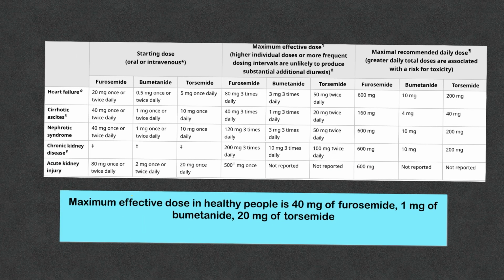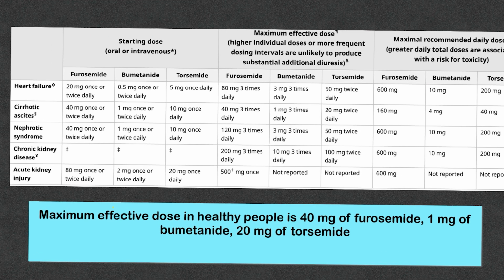And that brings me to this table I borrowed from UpToDate. As you can see here, we have the starting dose, maximum effective dose, and maximum recommended daily dose. If you look here, every condition has its own starting dose and maximum effective dose. The highest doses you will see are in nephrotic syndrome and in kidney disease. So it's very important, if you give a cirrhotic patient 10 or 20 milligram, you're not going to get any diuresis or very minimal diuresis because you did not touch the threshold. These are the thresholds. So remember this table very well.